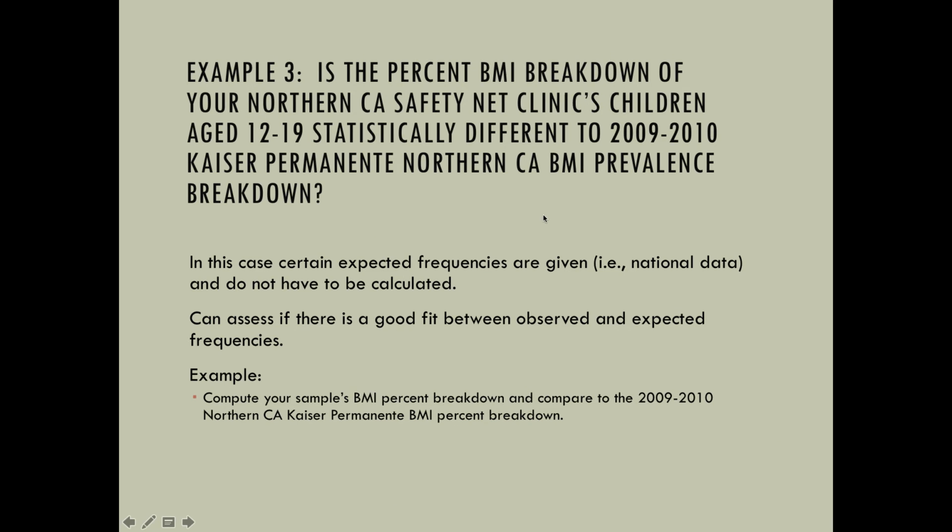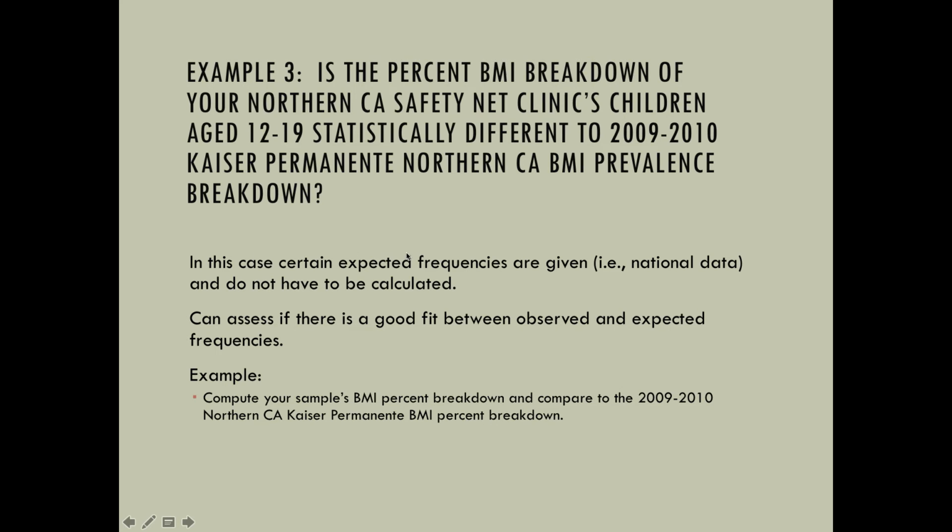Okay, more examples, yay! Is the percent BMI breakdown of your Northeastern California Safety Net Clinic children aged 12 to 19 statistically different from the set of data from Kaiser Permanente, which is a big organization that does research. So they have this list of standard BMI levels for age groups. So we're going to compare our clinic, our range of BMI values to that national standard of values.